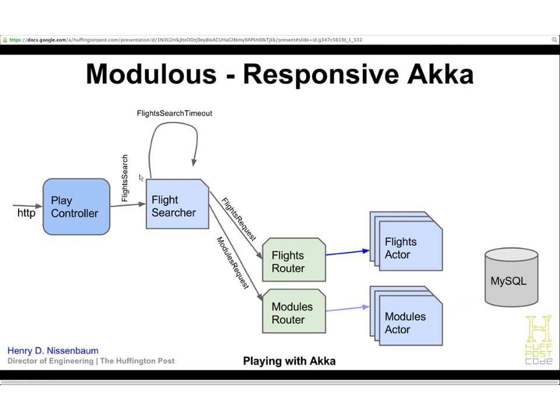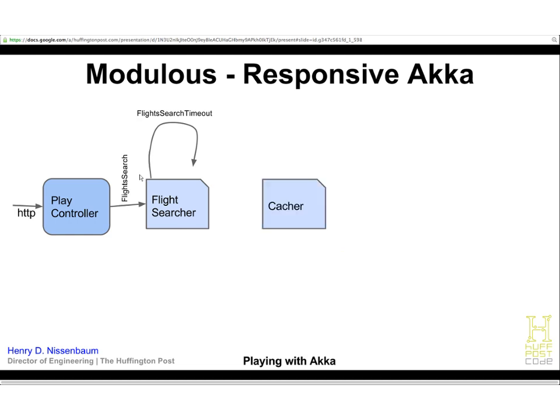The various actors and interactions with the MySQL database can happen, and at some point, in this case, I'm showing the modules actor responds first, and then the flights actor. The order is unimportant. The flight searcher takes care of all that. Once it's got all the data, it says, fine, I'm done. It sends a flight search success message back to the Play controller, and in Play, this has all been sitting there quietly waiting in the future for this message to come back.